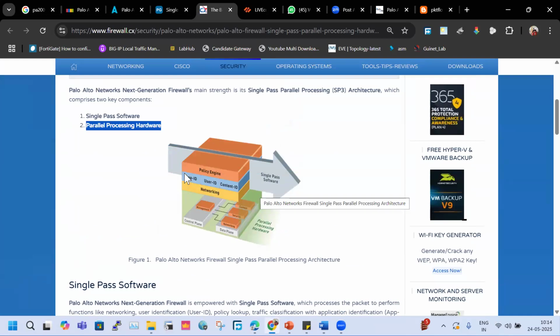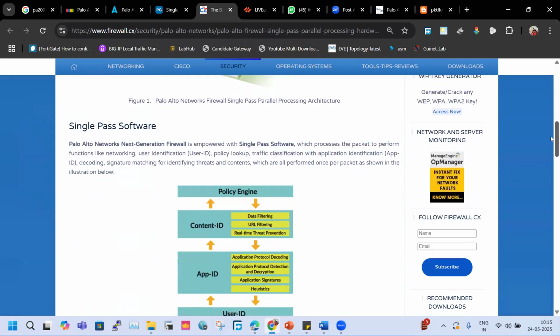It shows some of the engines in its software: the policy engine, App-ID, User-ID, Content-ID, and networking. And the lower part shows the hardware, which we will discuss. So guys, here we have a single pass software technology available with Palo Alto Networks. What does it mean?